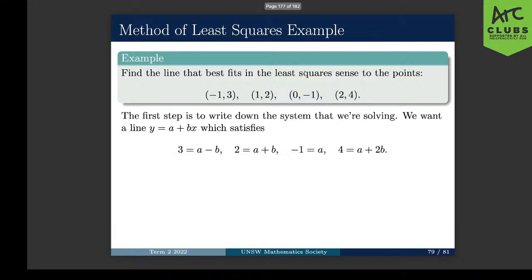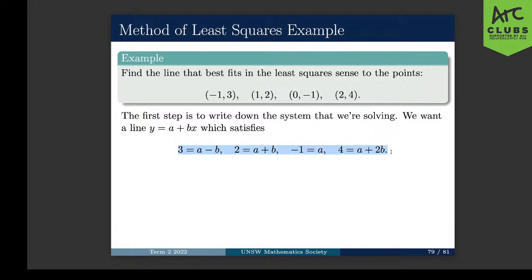So we want a line, right? The line is going to have an equation of this form: intercept plus gradient times x. And we want this to satisfy all of these. Obviously it can't, we'll end up contradicting ourselves, but we kind of want the next best thing.